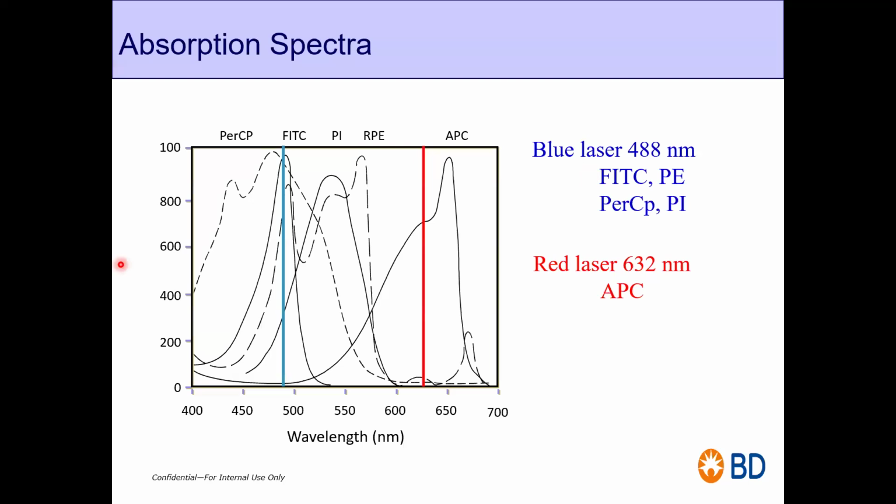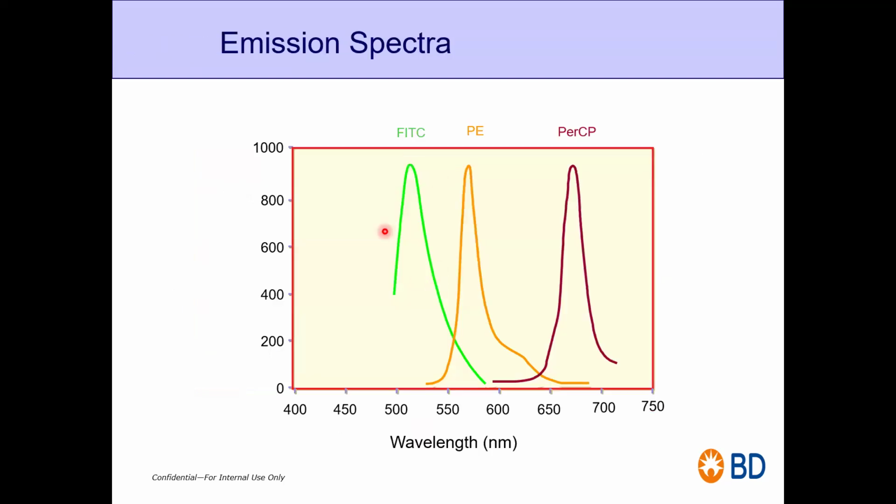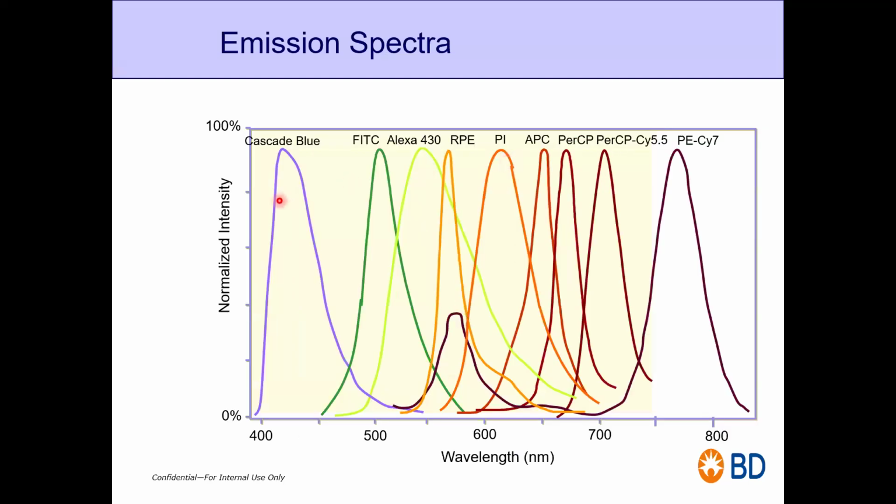So this is the absorption spectrum of a fluorochrome. If you remember, I told you that FITC is excited at 488, and this is for APC, which is your 630, 640 nanometer. And this is your emission spectrum. For FITC the maximum wavelength is 530. For PE it's 585. PerCP is somewhere around 685, something like that. So this is your emission. Now, this is again the emission spectrum for multiple colors.